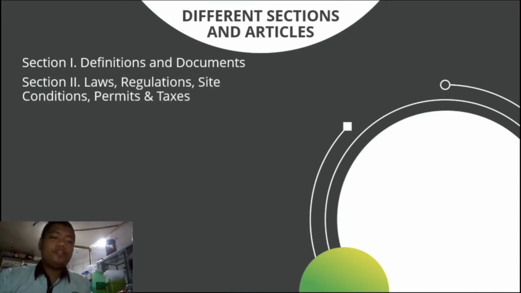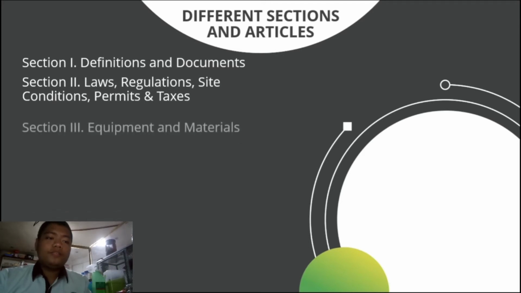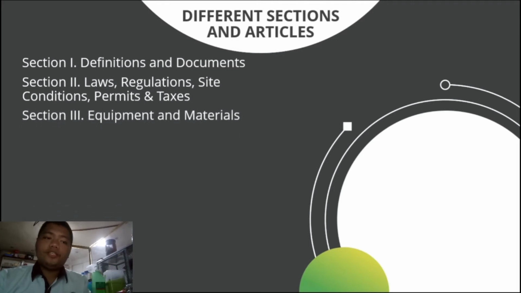Section 2, Laws and Regulations, Site Conditions, Permits, and Taxes. Under this section are Article 6, Laws and Site Conditions, and Article 7, Permits, Taxes, and Surveys. Section 3, Equipment and Materials. Under Section 3 are Article 8, General; Article 9, Equipment; Article 10, Materials, Fixtures, Appliances, and Fittings furnished by the Contractor; Article 11, Materials, Equipment, Fixtures, Appliances, and Fittings furnished by the Owner; Article 12, Royalties and Patents; Article 13, Manufacturer's Direction.